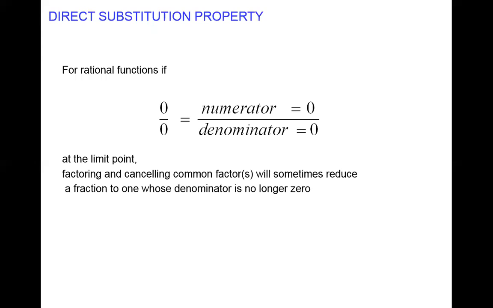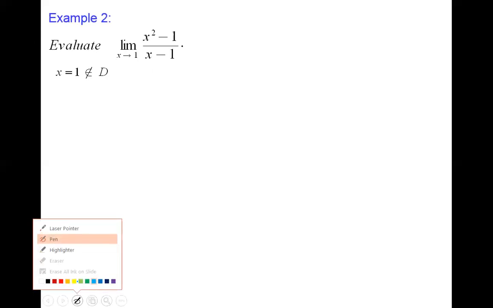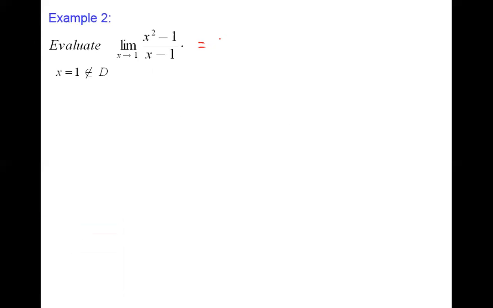Substituting 1, I can actually do this. 1 squared minus 1, 1 minus 1, of course, is 0 over 0. Here we do have a problem because we can't really have 0 in the denominator. And of course, we're getting 0 because of the domain. That's what we have to deal with.